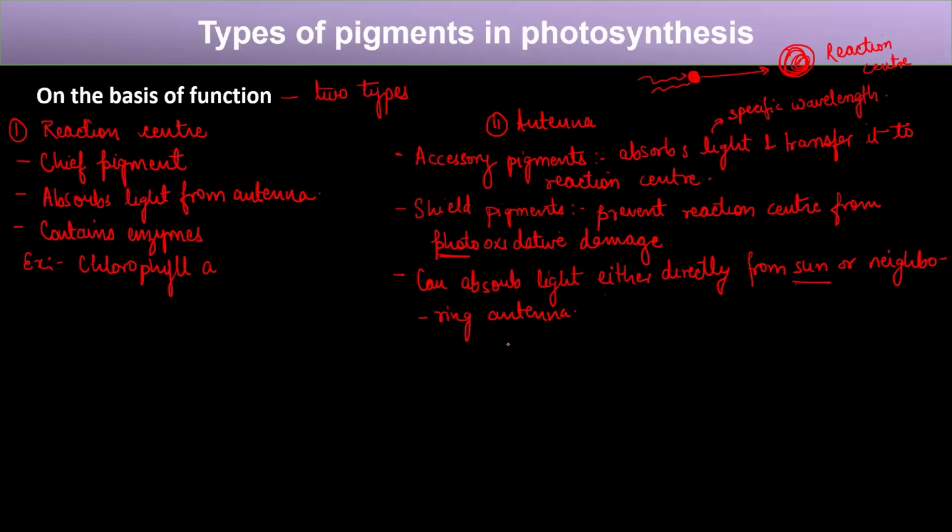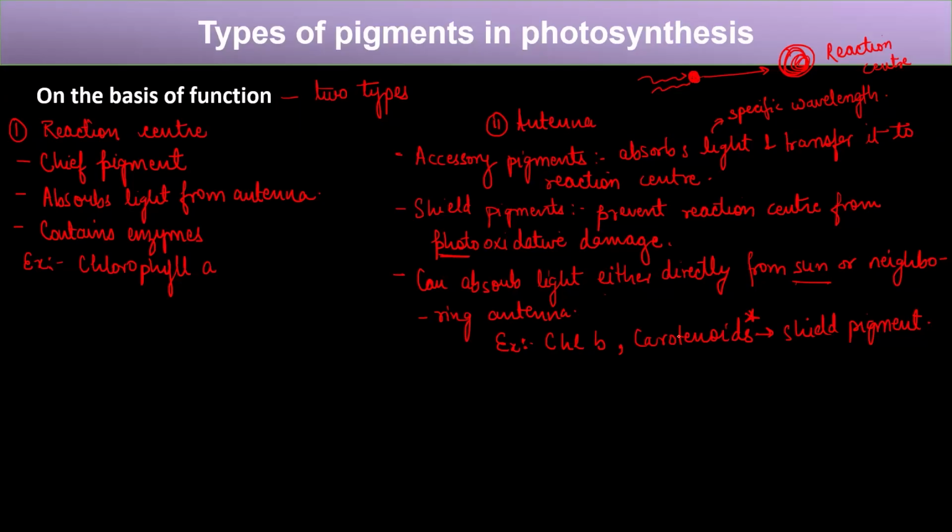And what are the examples of accessory pigment? Out of the many pigments that we studied, one example is chlorophyll B, which I'm representing by CHLB, and carotenoids. These carotenoids especially act as a shield pigment. Now you can think, what is there in these carotenoids or the antenna that they do not undergo photooxidative damage? Because if the light intensity is very high, it might be possible that these antennas themselves undergo photooxidative damage.